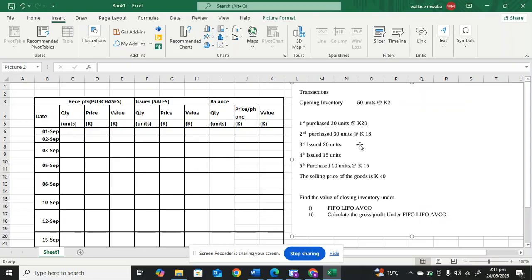Purchases and issues, sometimes they can also be put as sales. Those are the two main transactions here. That's what you'll be dealing with. So it's not that complicated.